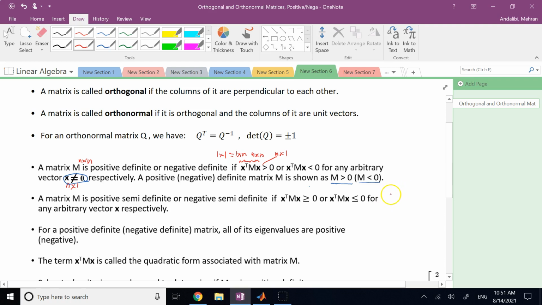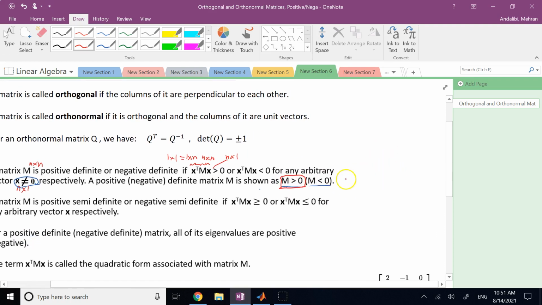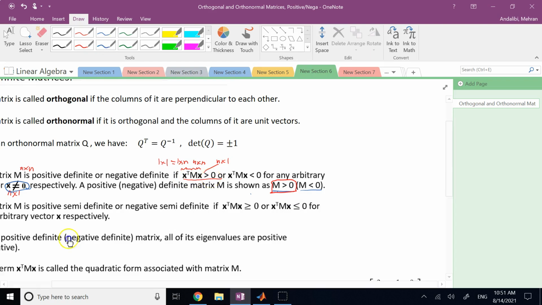Second of all, when we say we show M as positive, it has nothing to do with every entry in the matrix having to be positive or every entry in the matrix having to be negative. No, it's just a symbol. So we say M is positive, that means the matrix is positive definite. Now, what does it mean? As I said, it means this x transpose M x for any arbitrary x that is non-zero has to be positive. Now, let's look at it with an example.